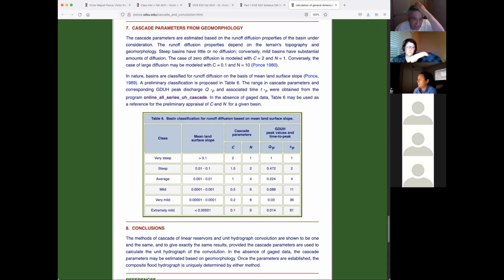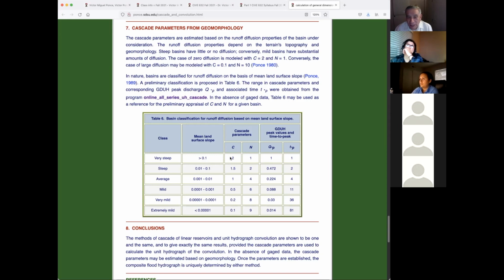In nature, basins are classified by random diffusion on the basis of the mean land surface slope. A preliminary classification is proposed in Table 6. So look at this here. When the mean land surface slope is very steep, greater than 10%. 10% is extremely high. 10% you see in places like Peru, places that have high mountains. Actually, in the United States also, but not as high. The United States peaks at around 3,000 meters. About 3,000 meters is what? 12,000? No, they peak a little more than that. But in areas like Peru, the peaks are 6,000 meters.